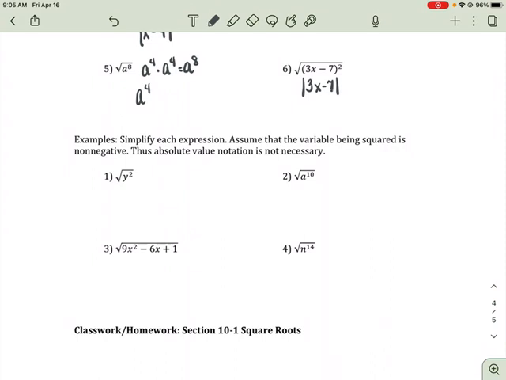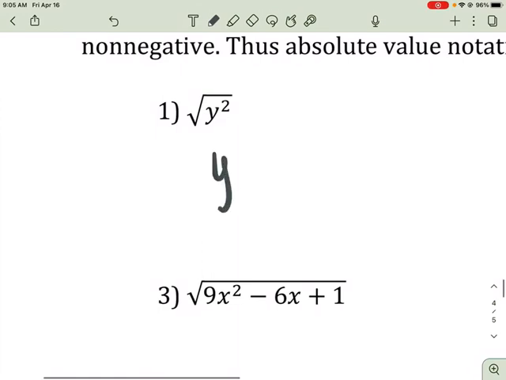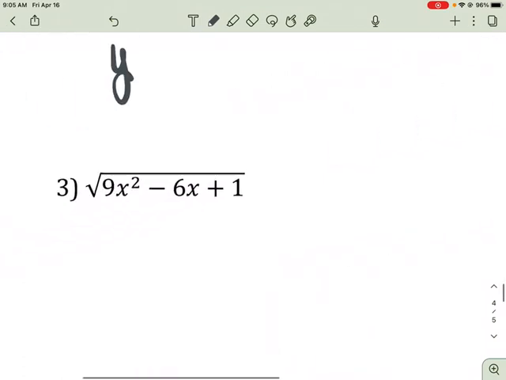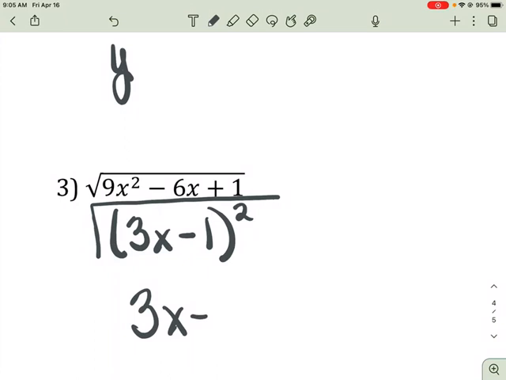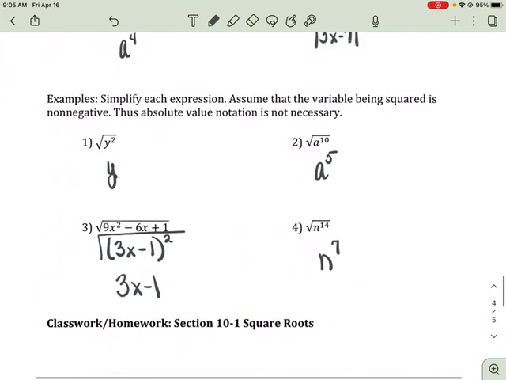See, here we're simplifying the expression, assuming the variable being squared is non-negative. So we're going to assume it's positive. That means we don't need to put absolute value. So when we square root y squared, we're just going to get y. A to the 10th would be a to the 5th. We're going to need to factor this. That's still underneath the square root sign, which is going to give us 3x minus 1, and n to the 7th.